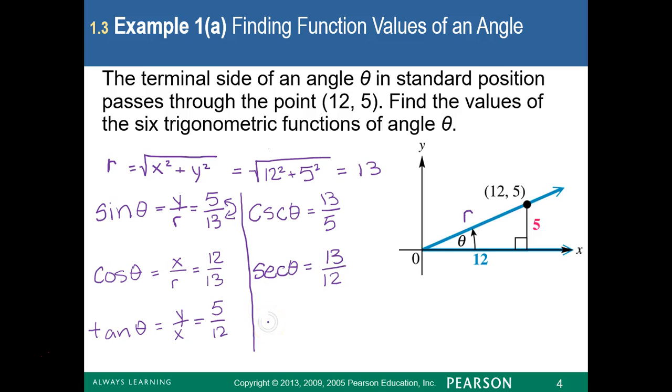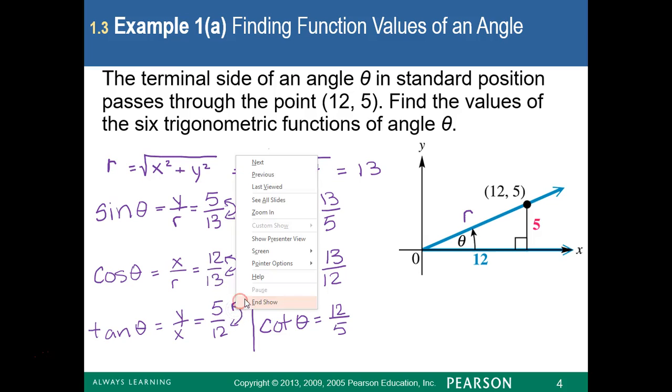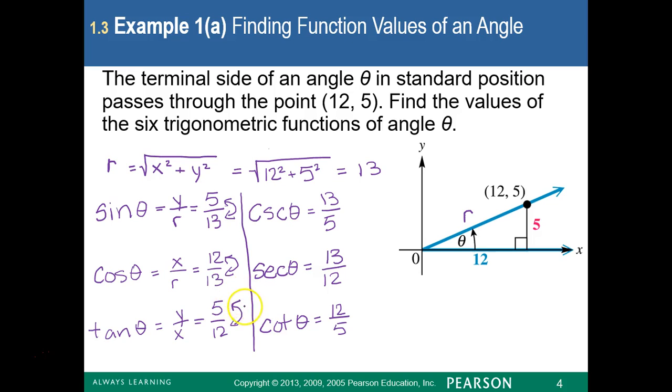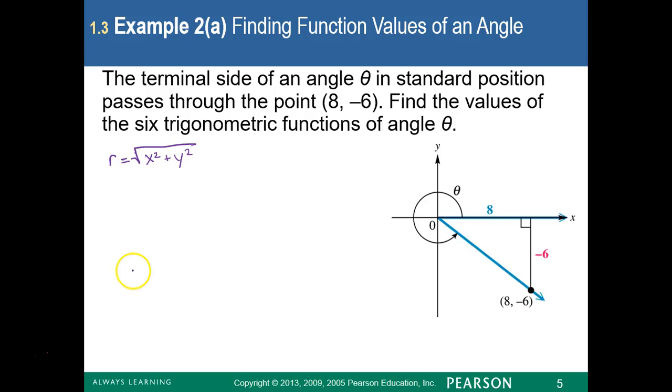And then cotangent of theta is equal to 12 over 5. Okay, so how you get all 3 of these last trig functions is you just change these values around. All right, so let's move on to the next example.